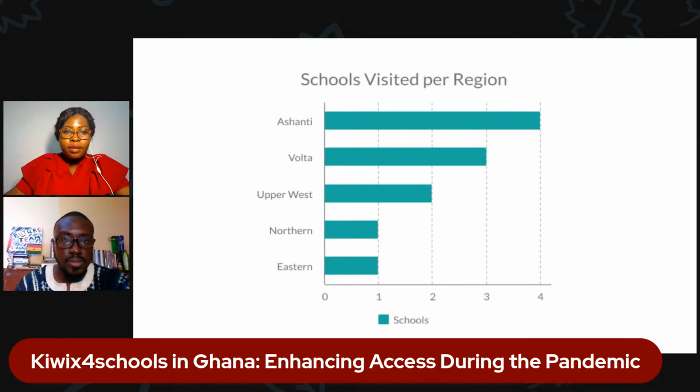When you look at this graph, it shows you the number of schools that we visited in each region. So in Ashanti region, we've impacted 4 schools, in Volta region 3 schools, Upper West 2, Northern region 1, and Eastern region 1.